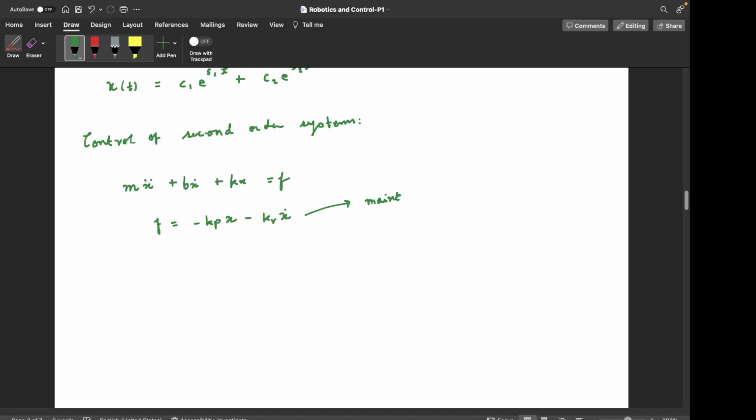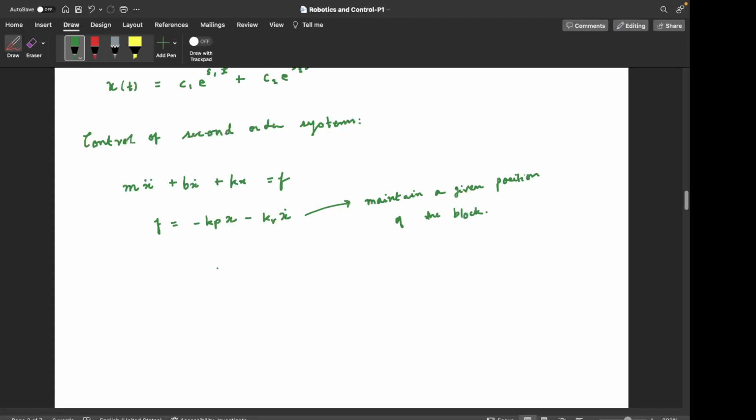This is to maintain a given position of the block, right? We are not yet tracking a trajectory. Let's say we want to keep the block at x is equal to 2. So this control law will try to just maintain the position of the block at x equal to 2, right?